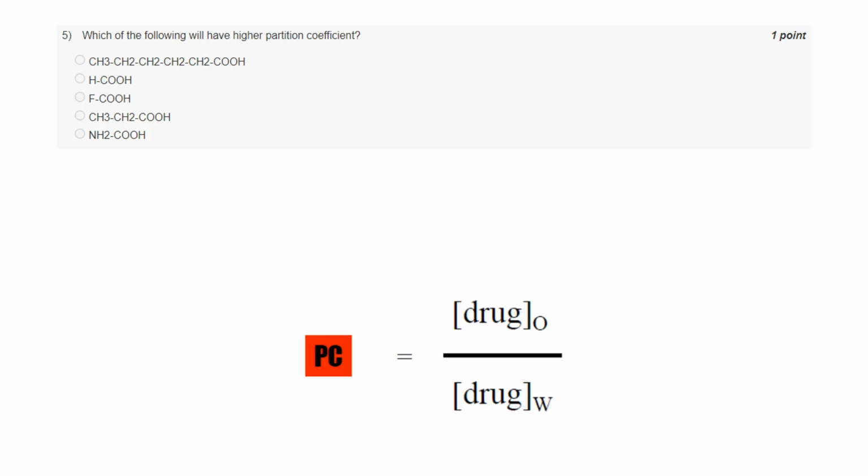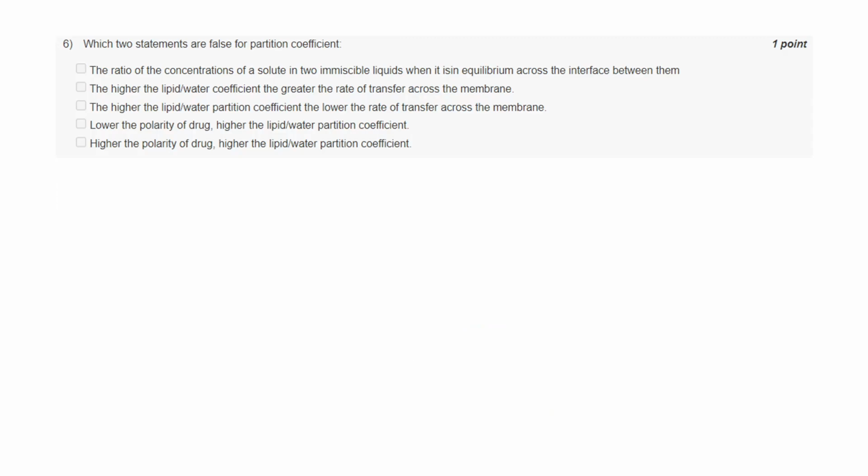Okay, so I'll move on towards the next question. The next question again deals with the concept of partition coefficient. Here we are asked which of the two statements are false for partition coefficient. And these are a few of the options. So you guys can take your time reading this, think over it, and then let me know the answer.